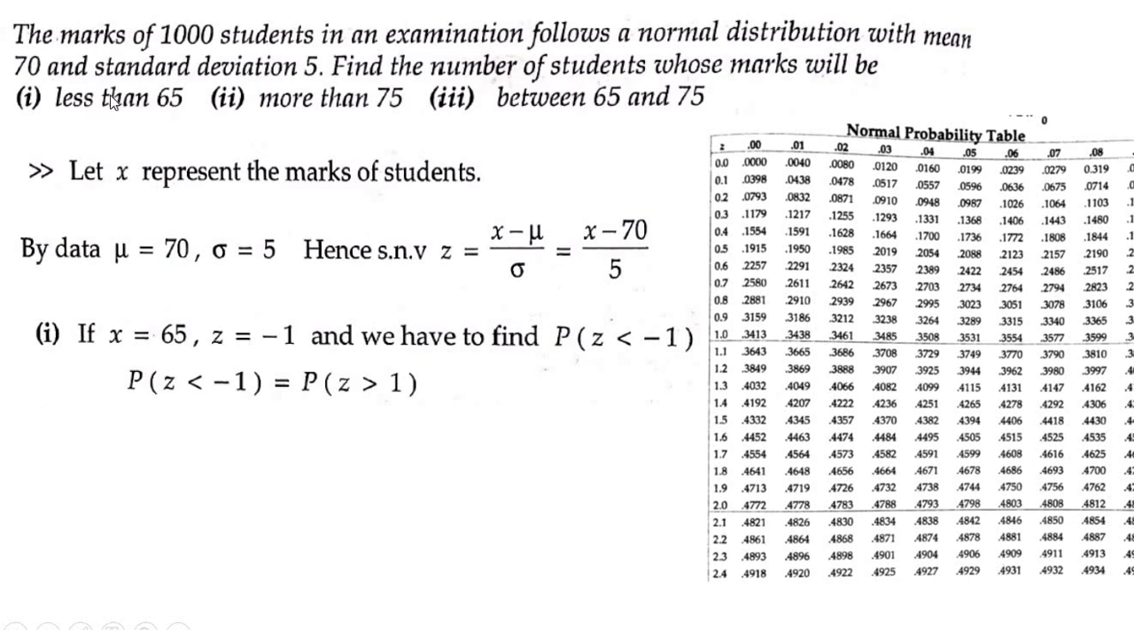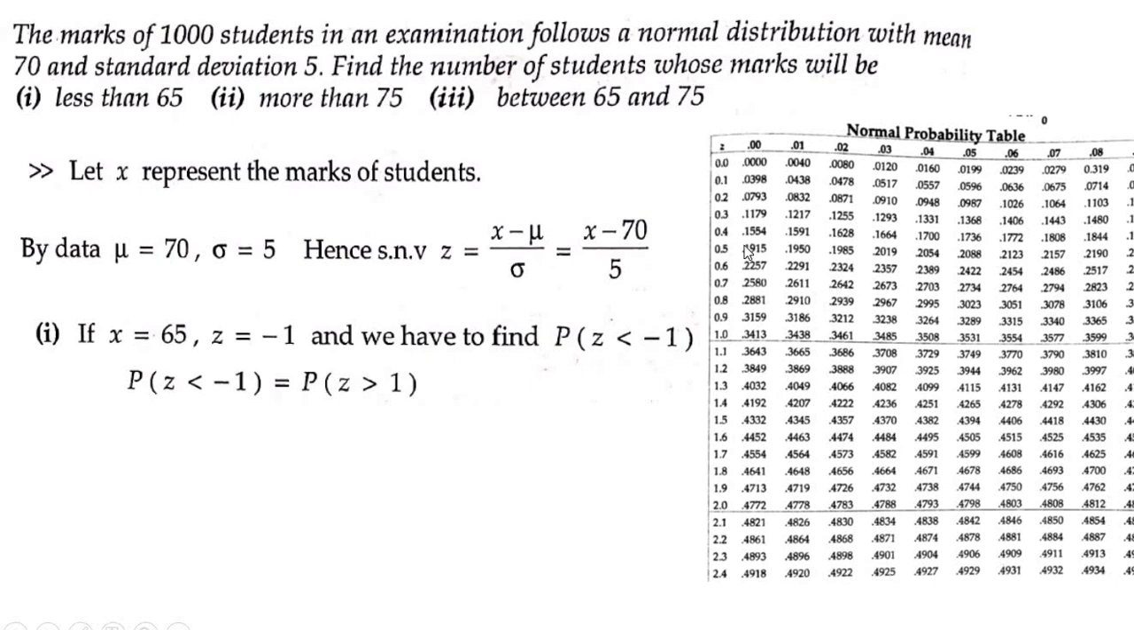Next we have to calculate P of x less than 65. For x equal to 65, we have to calculate the z. For x equal to 65, z is equal to 65 minus 70, which is minus 5. Minus 5 divided by 5 is minus 1. So for x equal to 65, z is equal to minus 1.